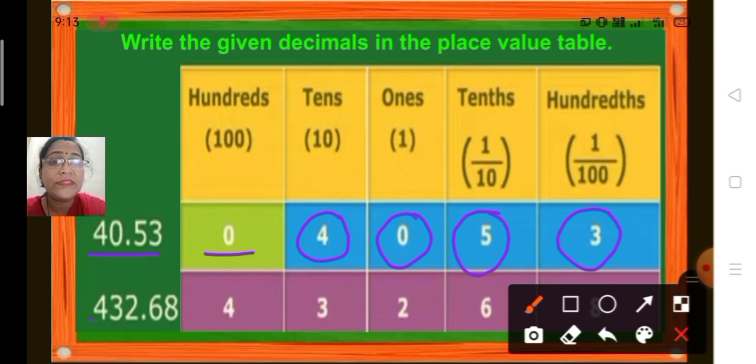Now we will see the second example. In this second example, the number is 432.68. So here 4 is at the 100s place, 3 is at the 10s place, 2 is at the 1s place, and 6 is at the tenths place, and here 8 is at the hundredths place.